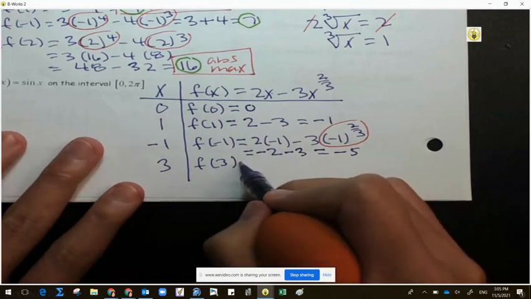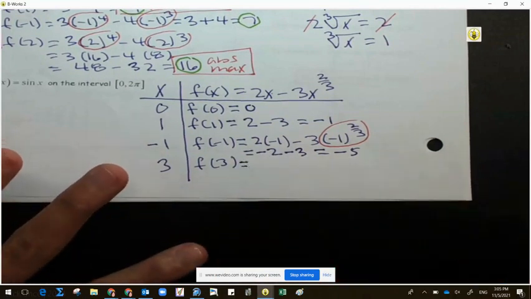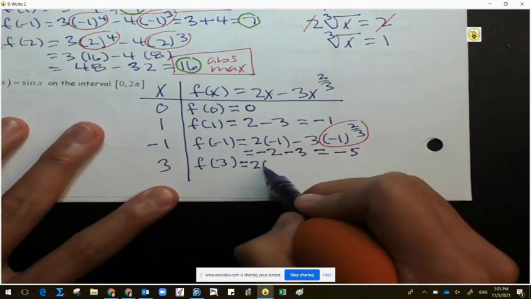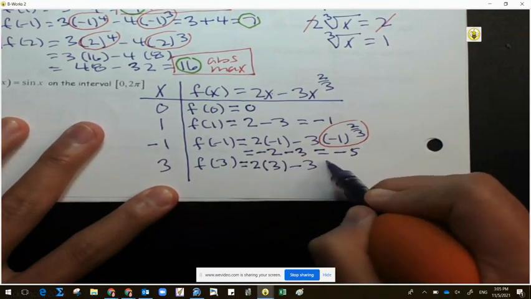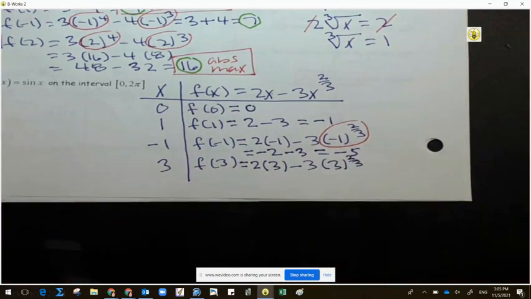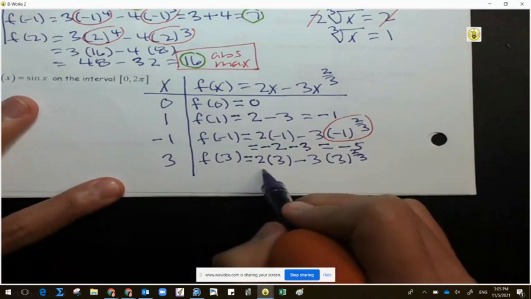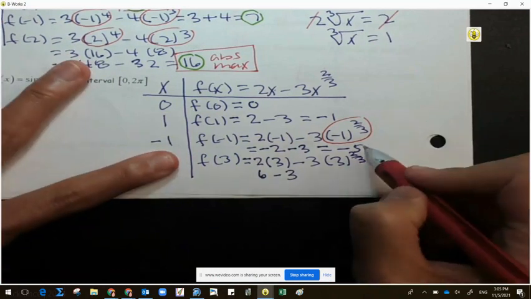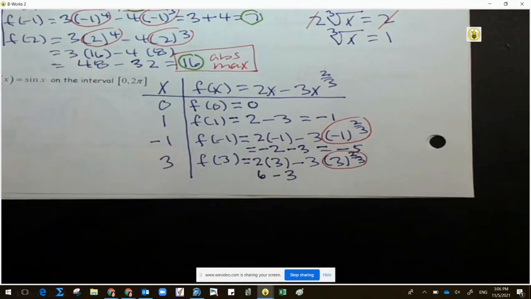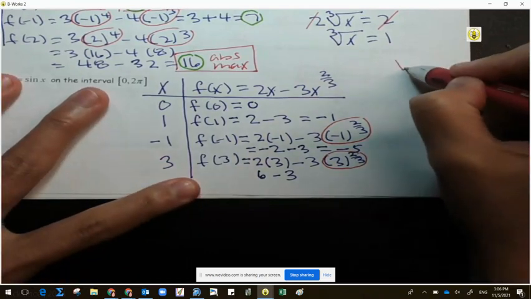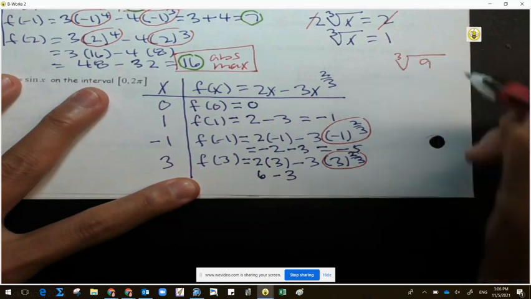The next piece, again, unless you have a calculator, it's going to be hard to do, but I'm going to teach you approximation. Let's plug it in. 2 times the 3 minus 3 times the 3 to the 2/3. And let's do the left side, which gives me 6. And I'm going to leave that 3 as it is because I want to mainly talk about this part right here. What is 3 squared? 9. All right, so I'm going to write something out. We need to figure out what is the cube root of 9.